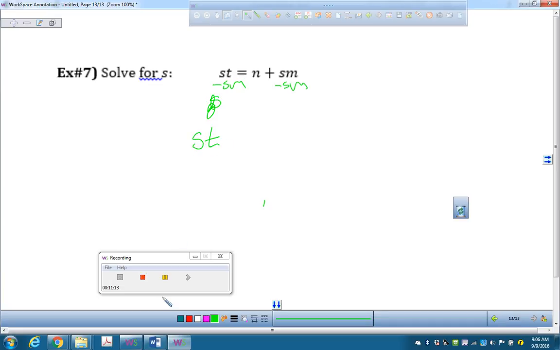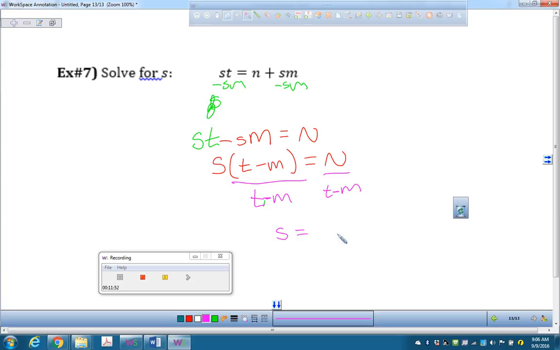I should write in a better color. This doesn't show up too good. ST minus SM equals N. Then what? Then you have to factor out the S. So you have to put S parentheses T minus M, equals N. Nice. And then you divide both sides by, not 2s, because if I multiply this times this, you're doing distributive in reverse. Keep going. And then divide both sides by T minus M. You got it.